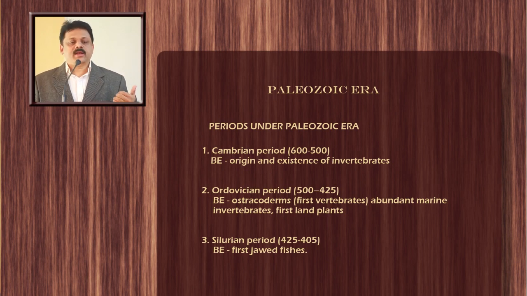The third period of the Paleozoic era is referred to as the Silurian period, and the Silurian period is from 425 to 405 million years before present. The major biological event that took place during the Silurian period is the presence of the first jawed fishes.